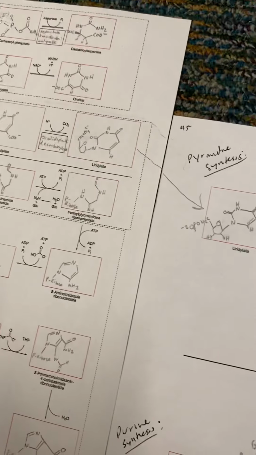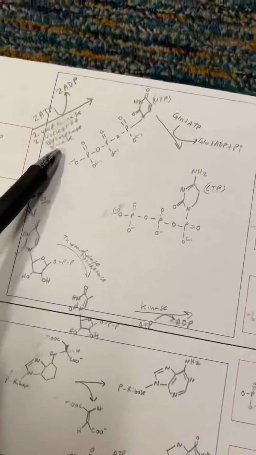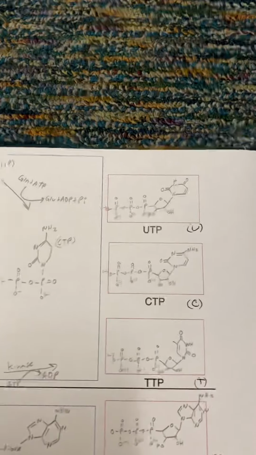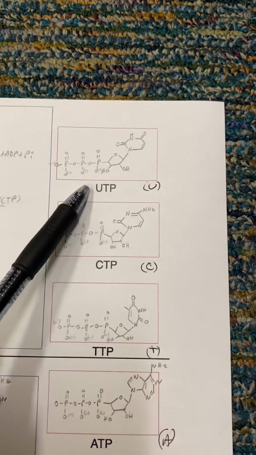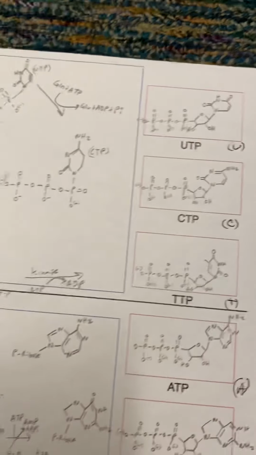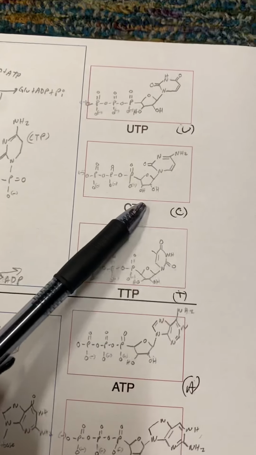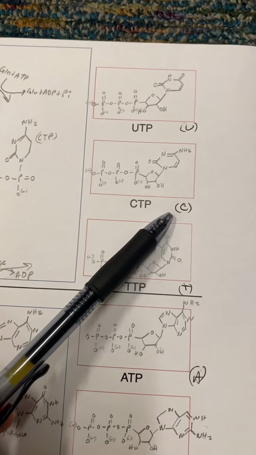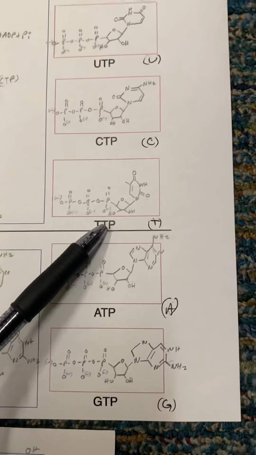So we're also going to go from orotate, and then we're going to convert it to uridylate. And uridylate can go one of three ways, actually. It can go on to form UTP, which is associated with uridine. You can go to CTP, associated with cytosine, or it can go on and form TTP, which is associated with thymine.